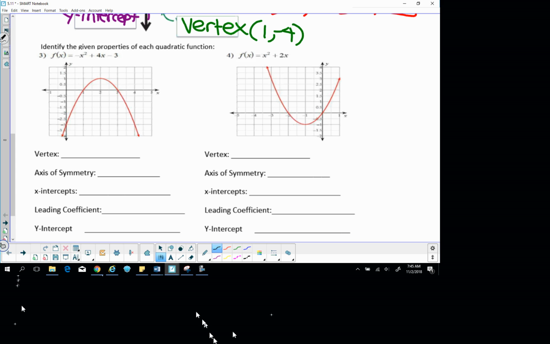You can either describe it or come up here and do it. Who can describe to me where the vertex is? This one would be the highest point, right? And so we know that would be the vertex. And so what is the point of that? The coordinate? 2. Beautiful.